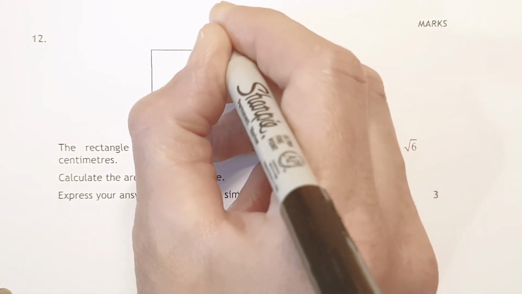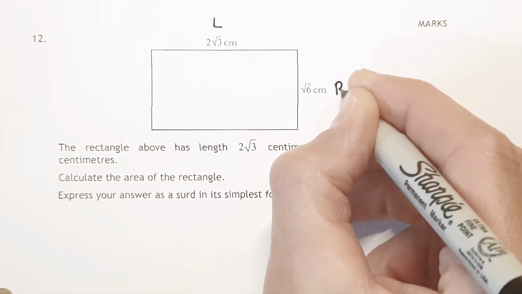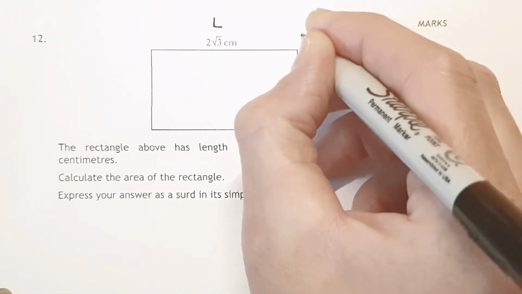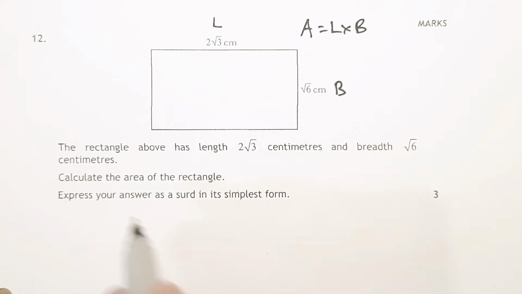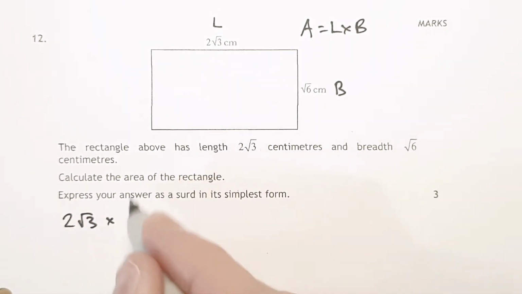Now area is length times breadth, so we've just got to multiply these two things together. So A equals L times B. So length is 2 root 3, so it's going to be 2 root 3 times root 6.